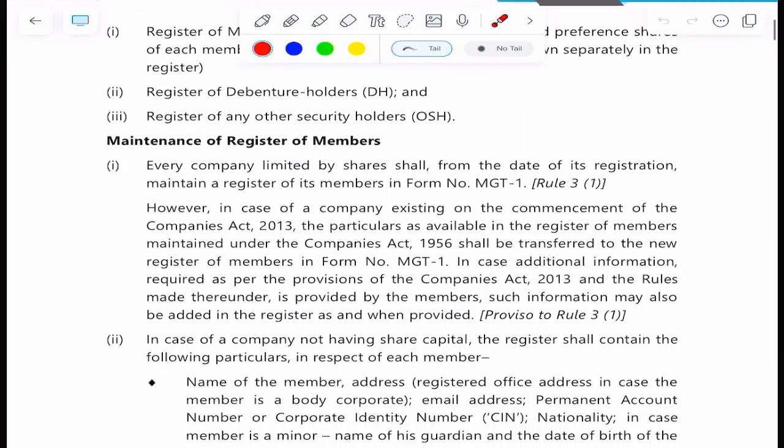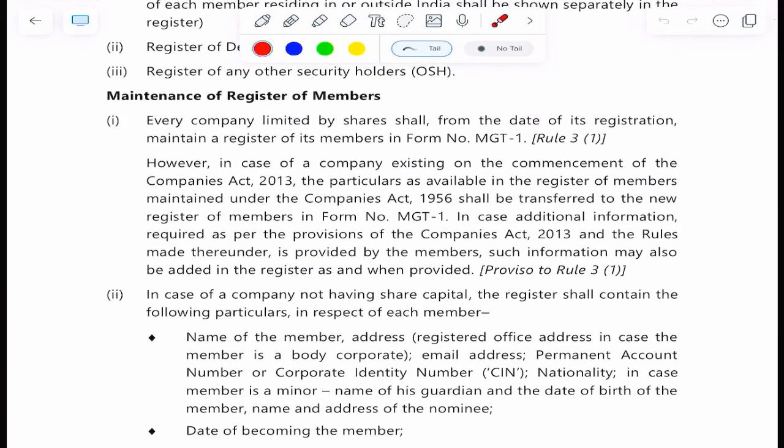Maintenance of register of members. Every company limited by shares shall, from the date of its registration, maintain a register of its members in Form number MGT 1, Rule 3(1). However, in case of a company existing on the commencement of the Companies Act 2013, the particulars as available in the register of members maintained under the Companies Act 1956 shall be transferred to the new register of members in Form number MGT 1. In case additional information required as per the provisions of the Companies Act 2013 and the rules made thereunder is provided by the members, such information may also be added in the register as and when provided.